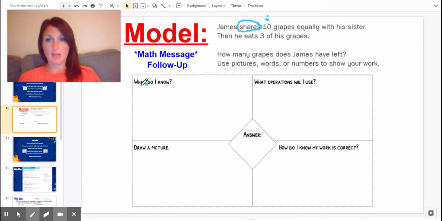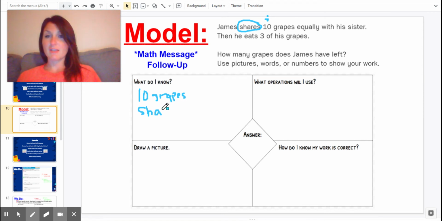So I'm going to put that here where it says, what do I know? It's like, what do I notice? What's the important parts in here? So I'm going to say that there are 10 grapes. That's something I know. That's important information from the story. I know that we are sharing them. That's going to be a clue word.